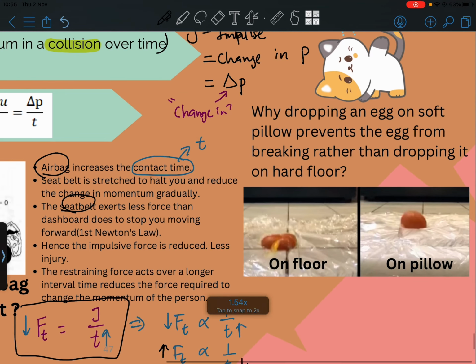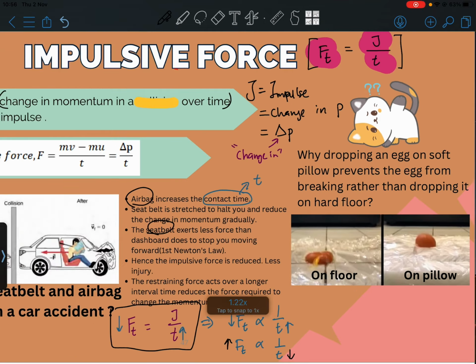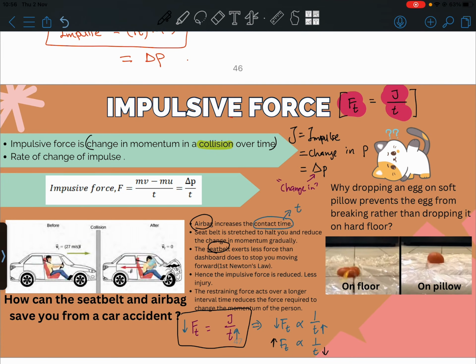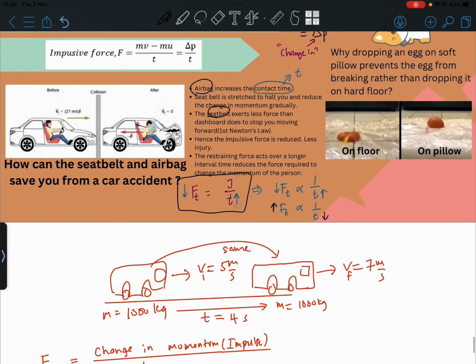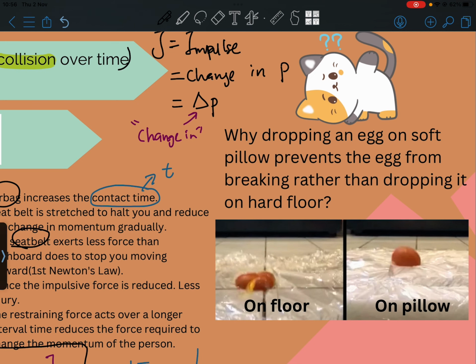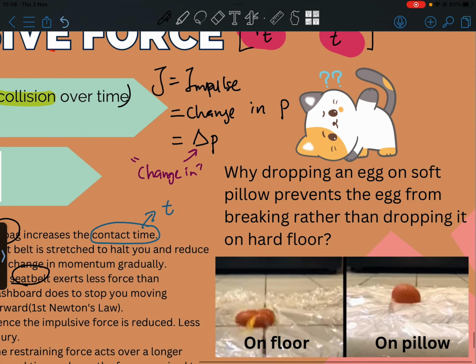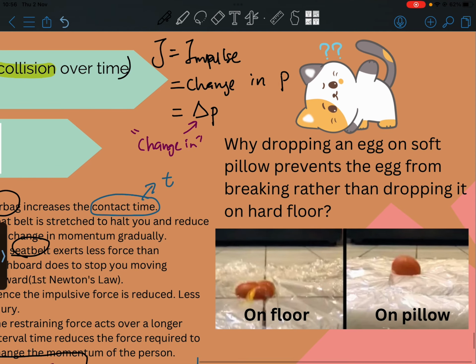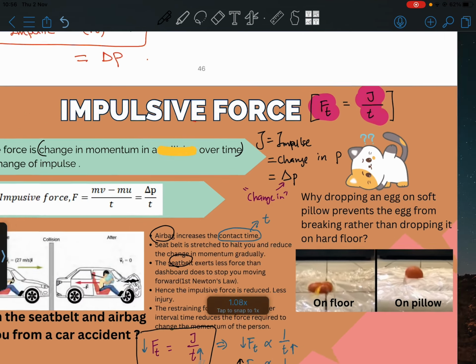Also, there is the egg: dropping the egg on a soft pillow, and dropping it without the soft pillow. When we use the pillow, it will prevent the egg from breaking. Why? It has to do with the impulsive force and the time of contact. You can think about this first. You can search on Google or ask somebody why dropping an egg on a soft pillow prevents it from breaking rather than dropping it on a hard floor. I want to hear your answer.